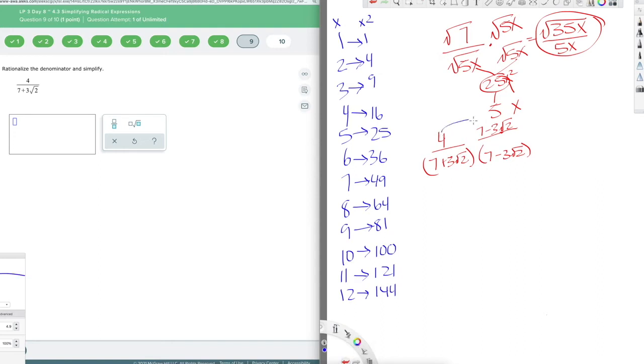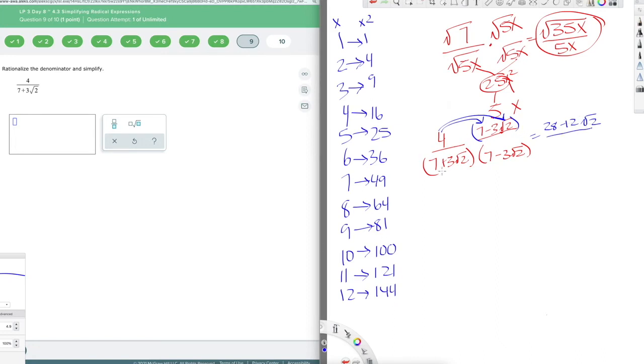So first, let's do the top here, because this is a binomial. We need to distribute this 4, because we're multiplying. 4 times 7 is 28. 4 times negative 3 is negative 12 root 2. And again, you think of this kind of like a variable. It just kind of gets dragged along with that number. But we don't actually multiply by the radical. We only multiply the coefficient.